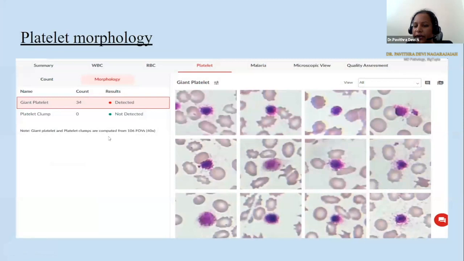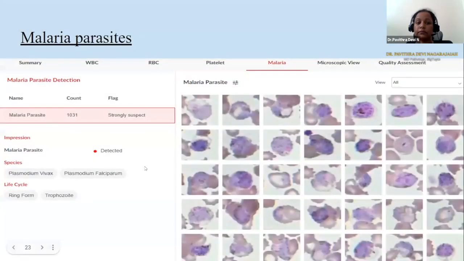Along with that, the additional feature here we have in AI100 is it picks up the giant platelets and also the platelet clumps, as shown by Dr. Bhagwat. So here there were giant platelets in this case too, which have been shown here. The most important feature which was flagged off is the malaria parasite with a count of 1031. This is the count of predictions, which will put it into a strongly suspect category.